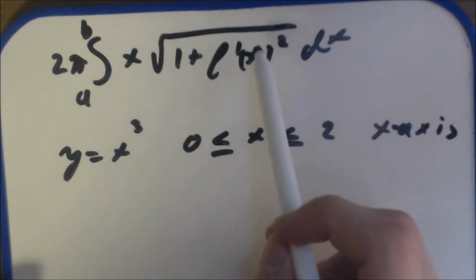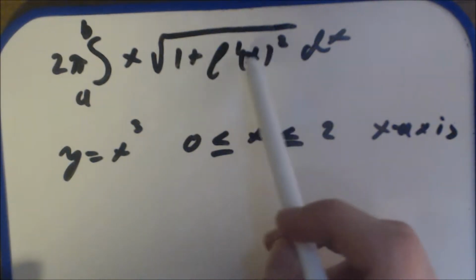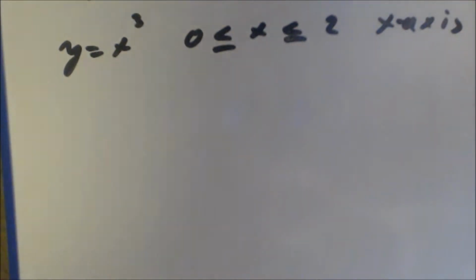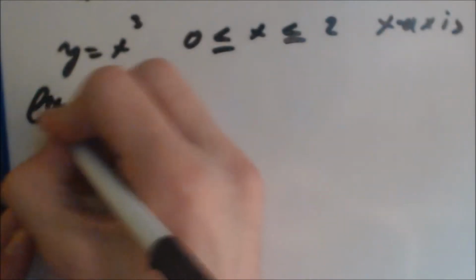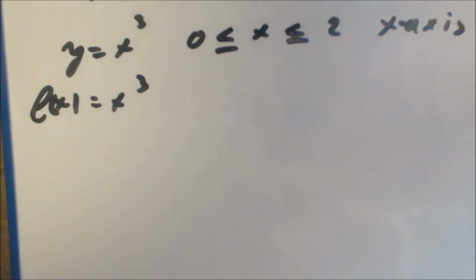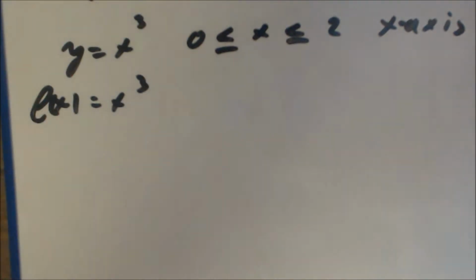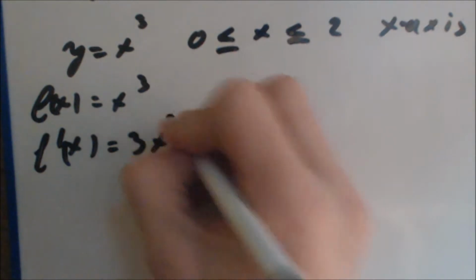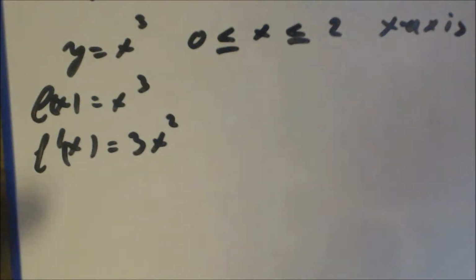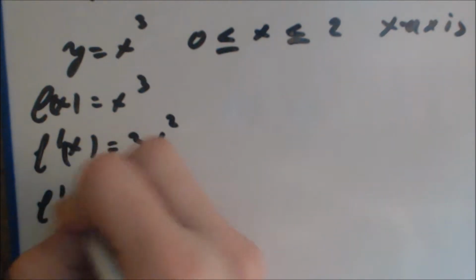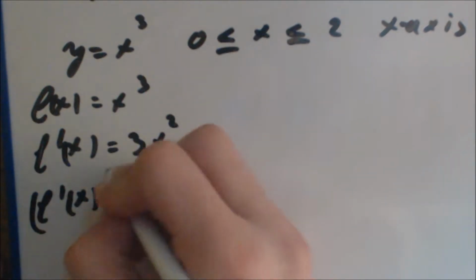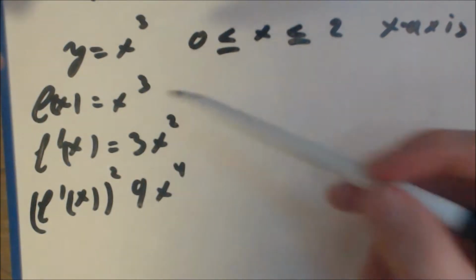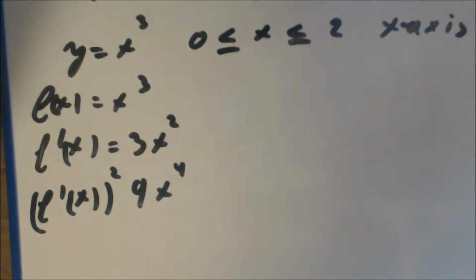Now, the way I approach these problems is I usually do what's under the square root first, specifically f prime of x squared. So on the side, right under the problem, I'll write f of x is equal to x to the third. Simple enough. Then f prime of x is going to be equal to 3x squared using the power rule. Then f prime of x, all squared, is going to be equal to 9x to the fourth. And there you go. You have whatever is under the square root.